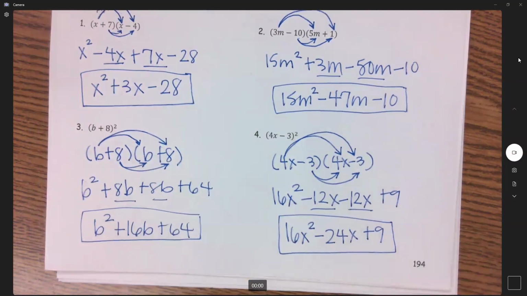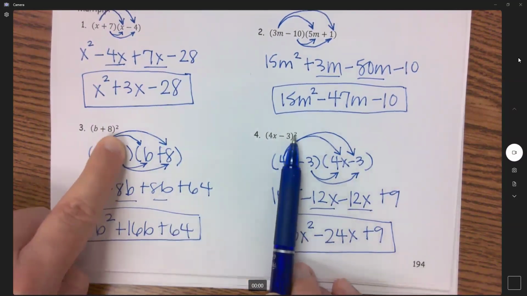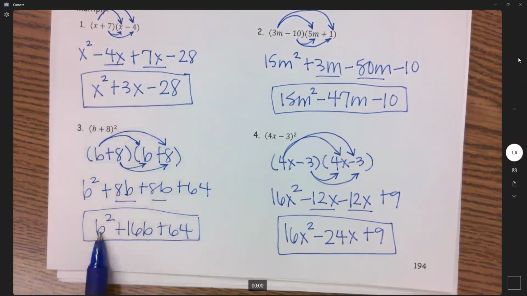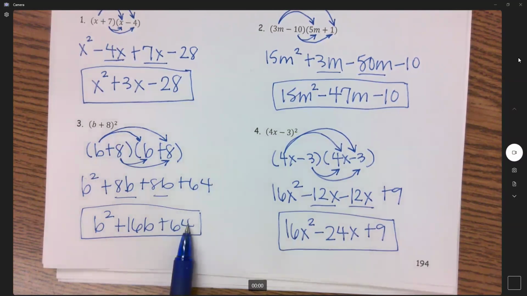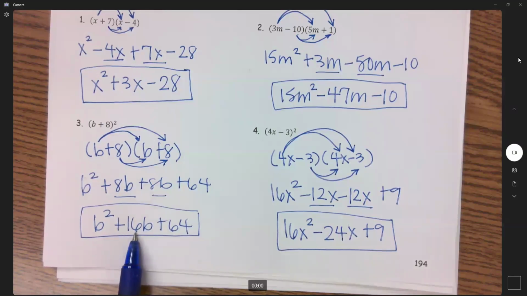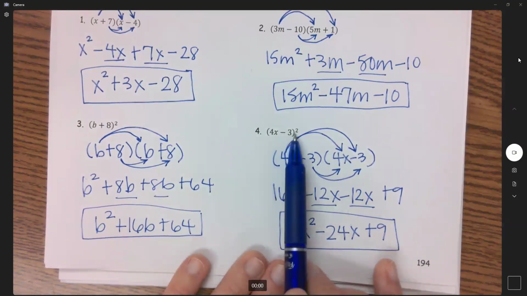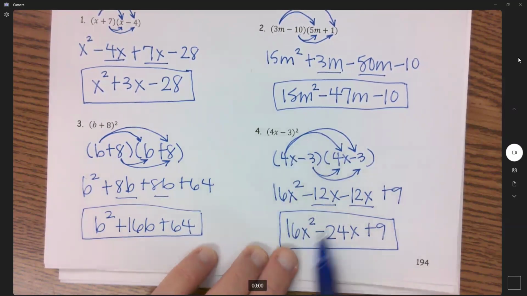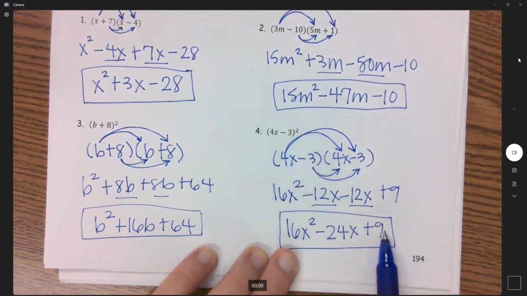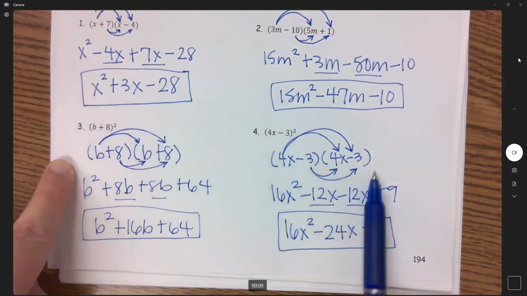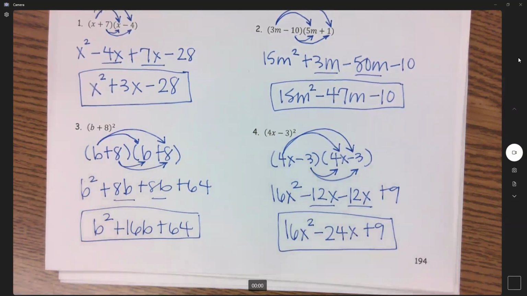Two things. First, notice that I'm not just distributing this squared, because if you just distribute it, b squared would be b squared, 8 squared would be 64. If you just distribute that squared to both terms, you miss out on this middle term, this 16b, and that's important. Same thing here. If you just distribute, we would get 4x squared is 16x squared, negative 3 squared is 9, but then you miss that middle term. So you have to expand this out, FOIL, combine like terms.